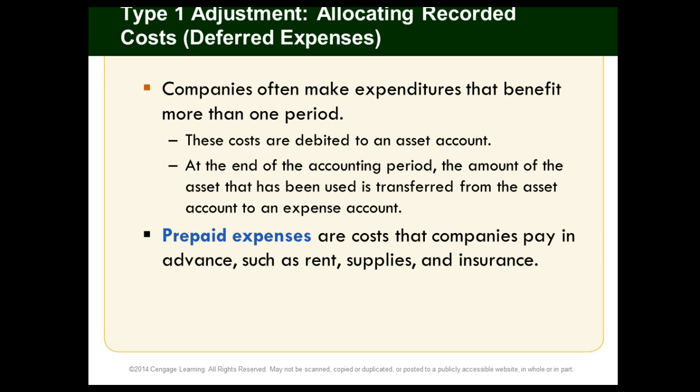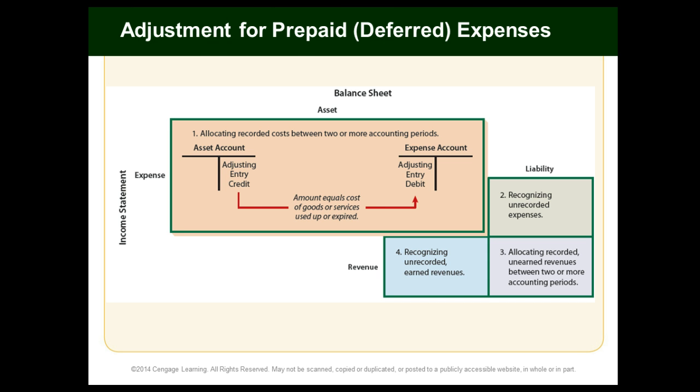So types of prepaid expenses we talked about can be rent. We prepay 3 years of rent ahead of time. Well, we treat it as a prepaid rent account until we use it up. Then when we use it up at the end of the year, we make an adjusting entry to debit expense account, rent expense, and we credit our prepaid rent because we've used some of that up. We do the same with supplies and insurance.